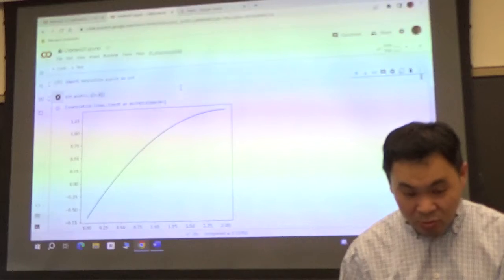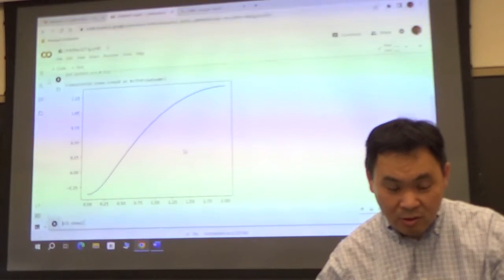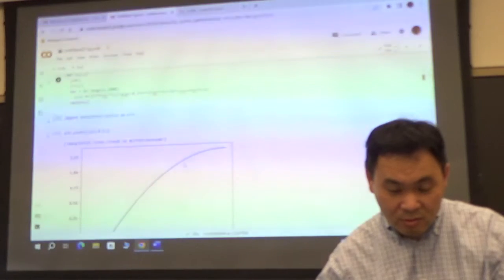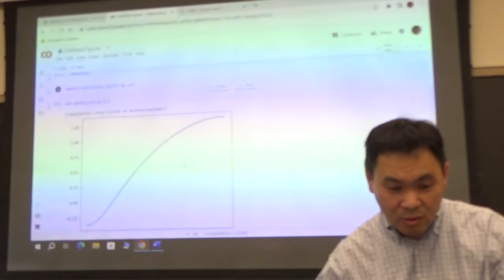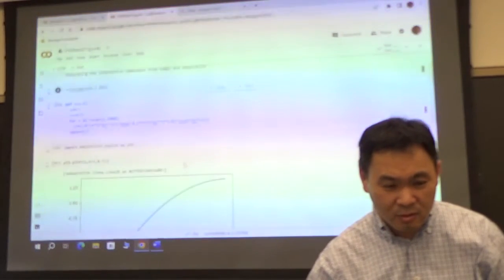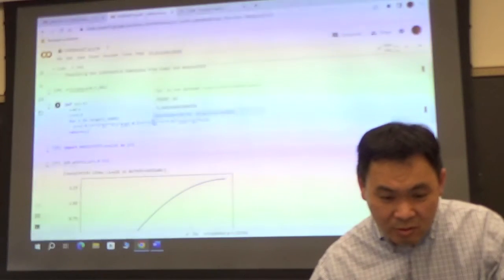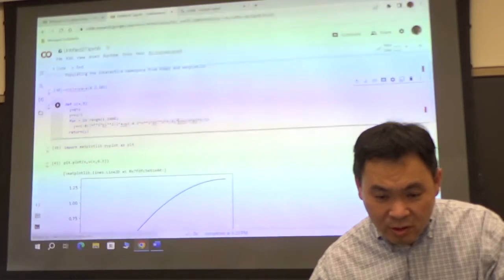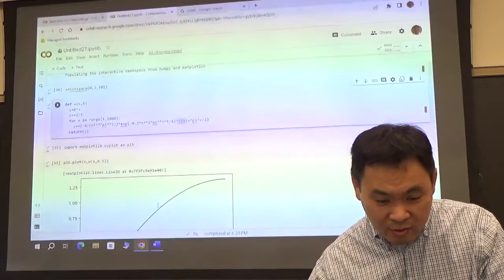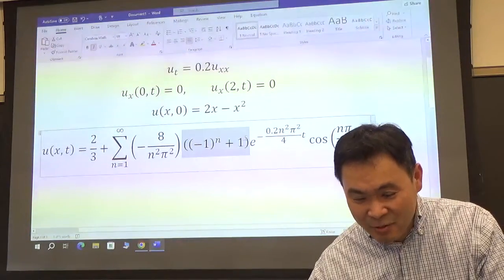I'll do time t equal to 0.1. Maybe that's going to be helpful. Okay. Apparently this is not what it should be. Did I mess up something? Is it supposed to be times cosine or plus? It's times cosine. Is this formula right? Oh, I forgot this part. That's why.